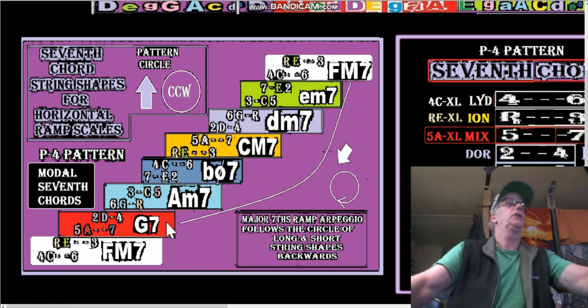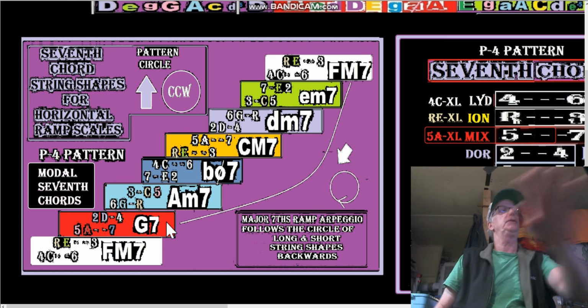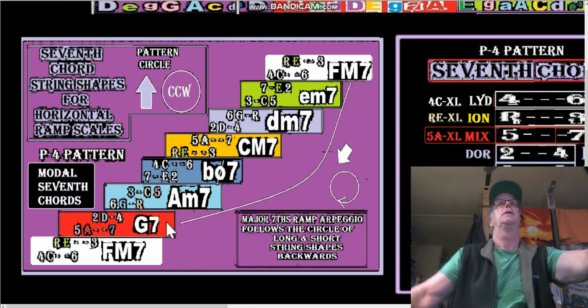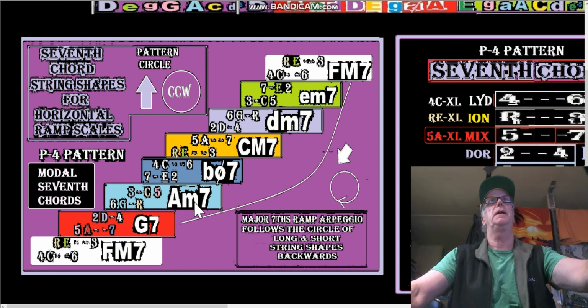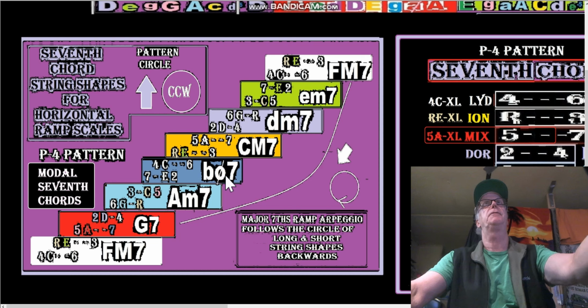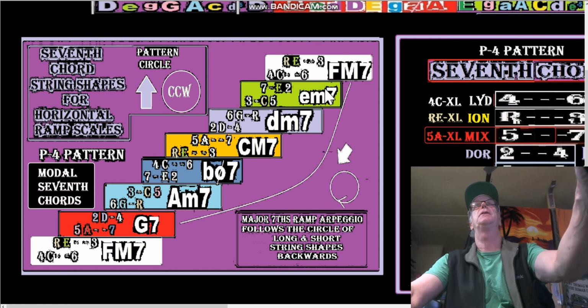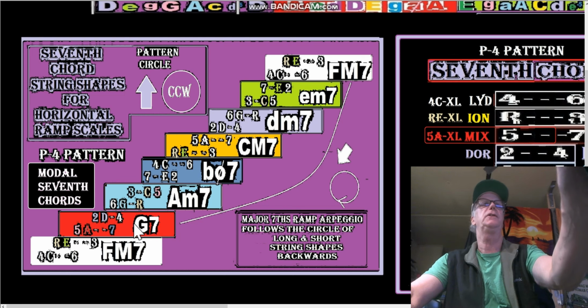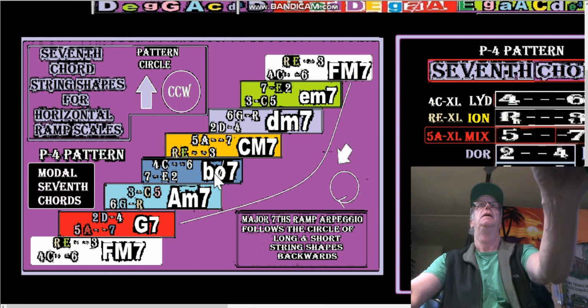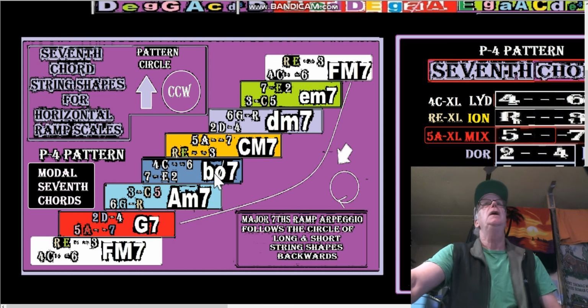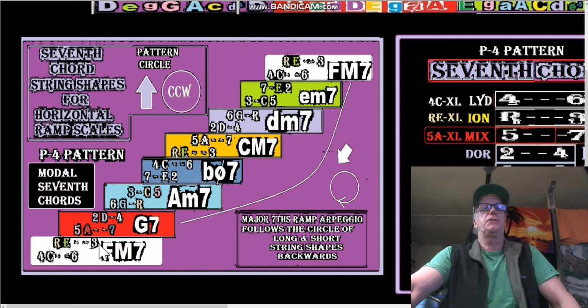Now you don't have to go up the whole keyboard. You can just go G7, A minor 7th, B half diminished 7th, C major 7th, D minor 7th, E minor 7th, to F, down to G again. Okay? Now, these are the string shapes for that, but we have to play them in a ramp fashion or we'll go up the strings too fast.